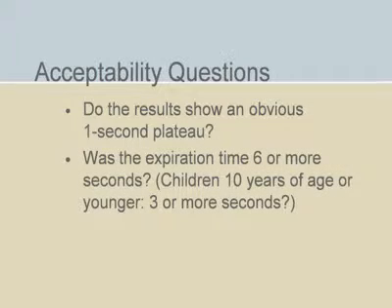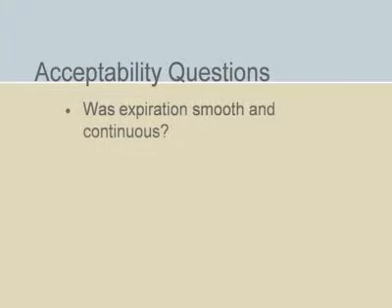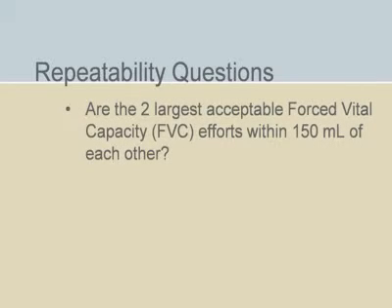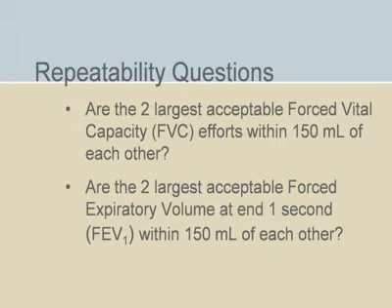Was the expiration time 6 seconds or more, or for children 10 years of age or younger, was there an expiration time of 3 seconds or more? Was expiration smooth and continuous? Was the effort maximal on expiration? Also, check acceptable trials for repeatability. The two largest forced vital capacity values should agree within 150 milliliters. The two largest forced expiratory volume at the end of 1 second should agree within 150 milliliters.